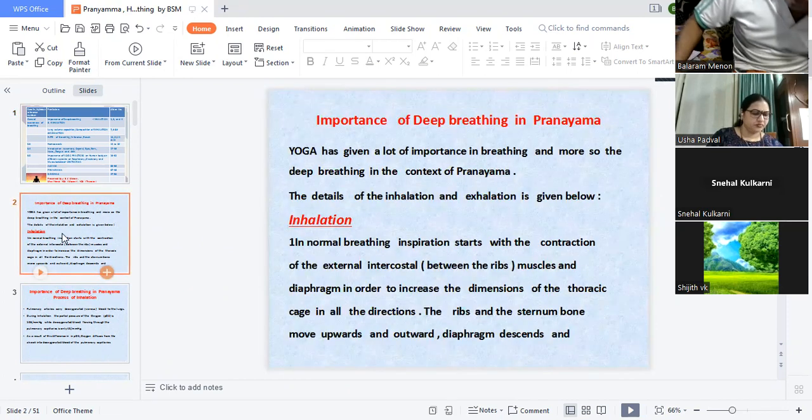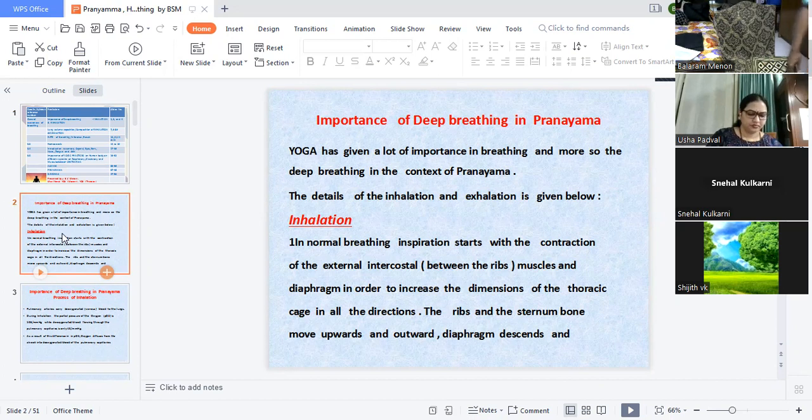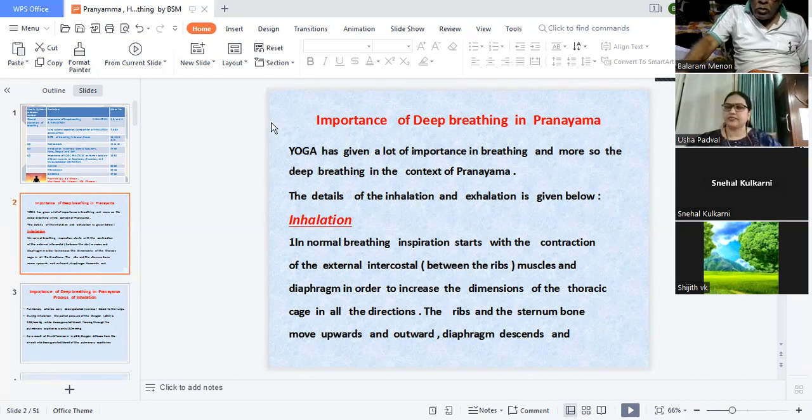Yoga has given a lot of importance to breathing, and more so to deep breathing in the context of pranayama. The details of inhalation are given above. What is inhalation? In normal breathing, inspiration starts with the contraction of the external intercostal muscles between the ribs and the diaphragm in order to increase the dimensions of the thoracic cage in all directions. The ribs and the sternum move upwards and outward.